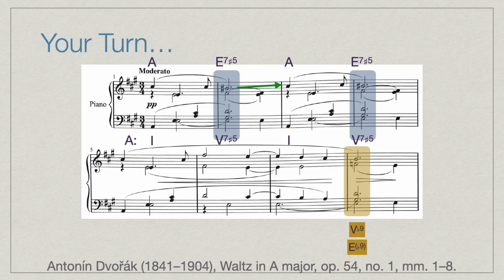For now, we're going to label it 5 flat 9 and E flat 9 to represent what we see on the score. Still functioning as a dominant here. Listen to this excerpt once more now that we've talked through the analysis.